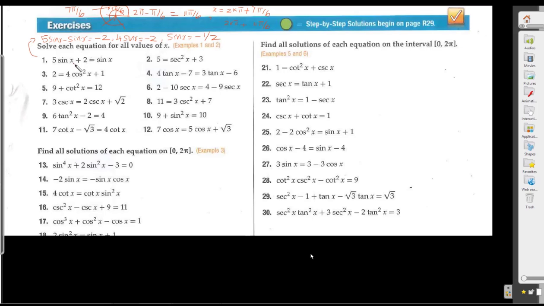So if you look at number 13, sine to the 4x plus 2 sine squared x minus 3, this is like a quadratic equation. You solve for sine squared x, then get the solution.